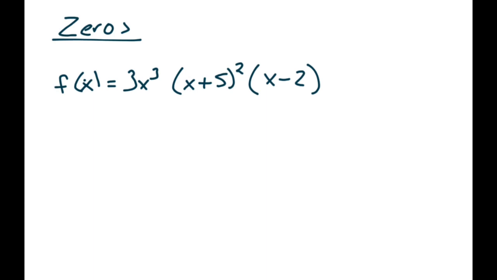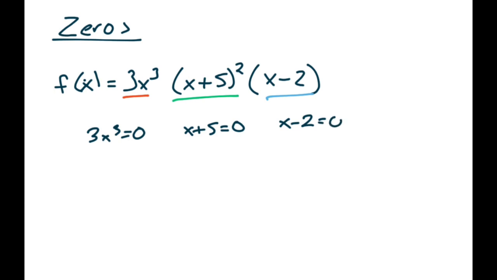Now when we're finding their zeros, we're going to find their zeros and their multiplicities. We're going to set each factor equal to 0. So 3x cubed equals 0, x plus 5 equals 0, x minus 2 equals 0. And then I solve. If I divide each side by 3, I get x cubed equals 0, which means x equals 0. Subtract 5 from each side, so x equals -5. Add 2, so x equals 2.